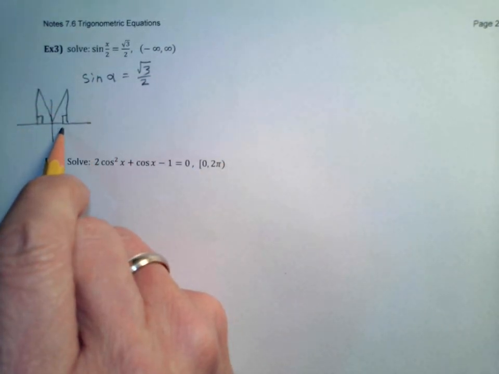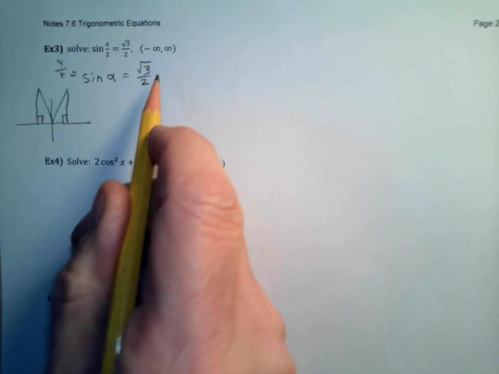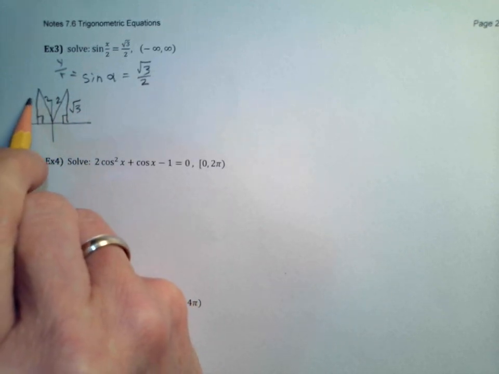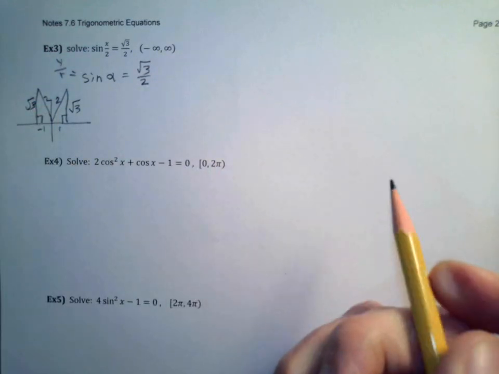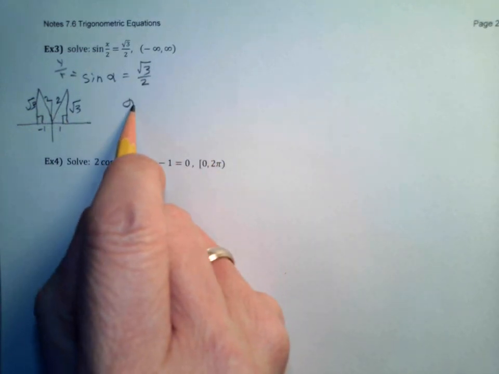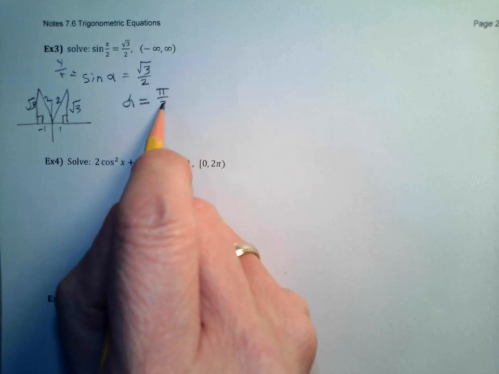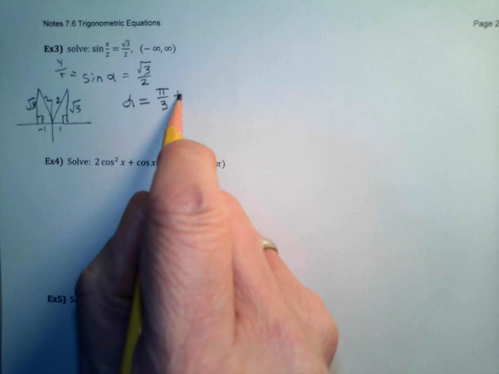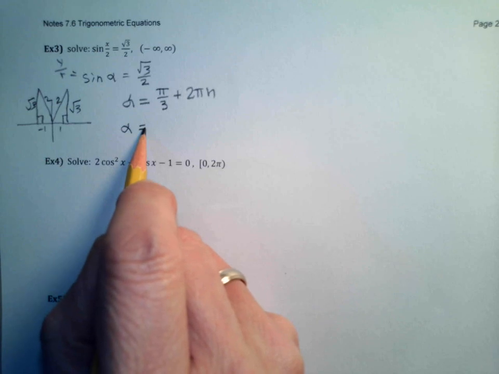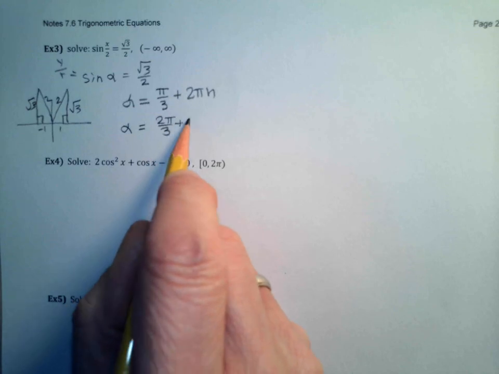And so we want the sine. Remember, the sine is y over r, so we want the y to be square root of 3, and we want the r to be 2. So, of course, our angle, in this case alpha, is going to be equal to pi over 3, and then that's plus 2 pi n. And then alpha is also equal to 2 pi over 3 plus 2 pi n.